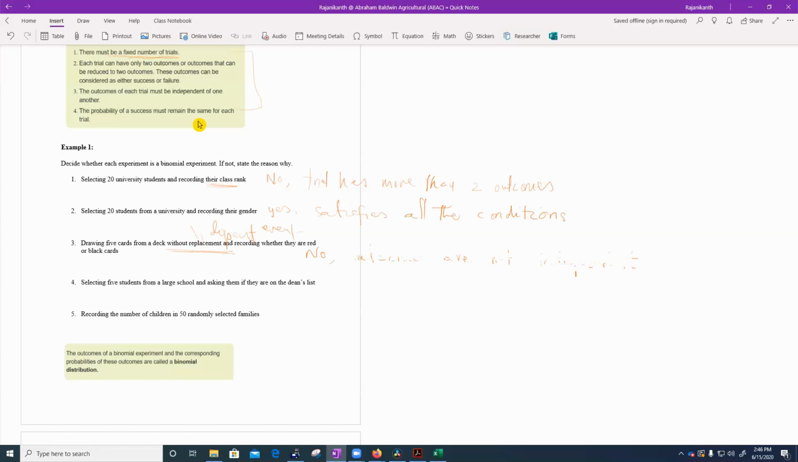Number four, selecting five students from a large school and asking them if they are on the dean's list. You are choosing five students and asking one by one whether their name is on the list. Your outcome for each trial may be yes or no, so there are two outcomes for each trial, and the number of trials is limited. All the answers are independent. Therefore, all four conditions are satisfied. Yes, this is binomial.